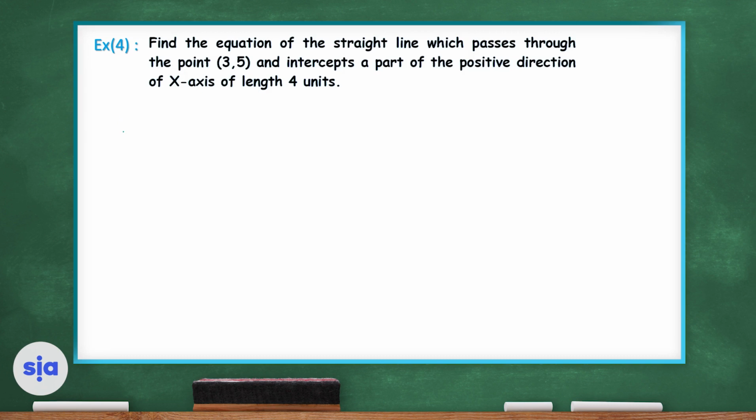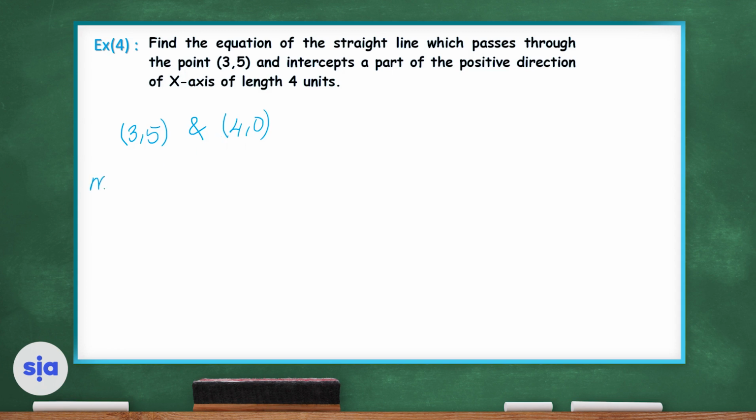Example number 4. Find the equation of the straight line which passes through the point (3, 5) and intercepts a part of the positive direction of the x-axis of length 4 units. So here we have 2 points. The first point is (3, 5), and the other point we have is the x-intercept, which is (4, 0), because when we have an x-intercept, the y value is 0.